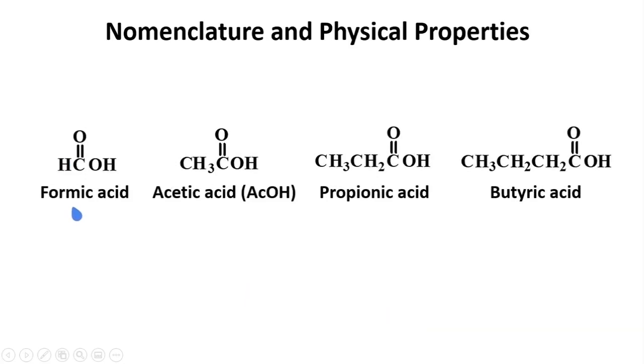Shown here is a series of carboxylic acids and their common names. For 1 carbon, the carboxylic acid name is formic acid. For 2 carbons, we call it acetic acid, symbolized here by AcOH. For 3 carbons, it's named propionic acid. 4 carbons is called butyric acid.